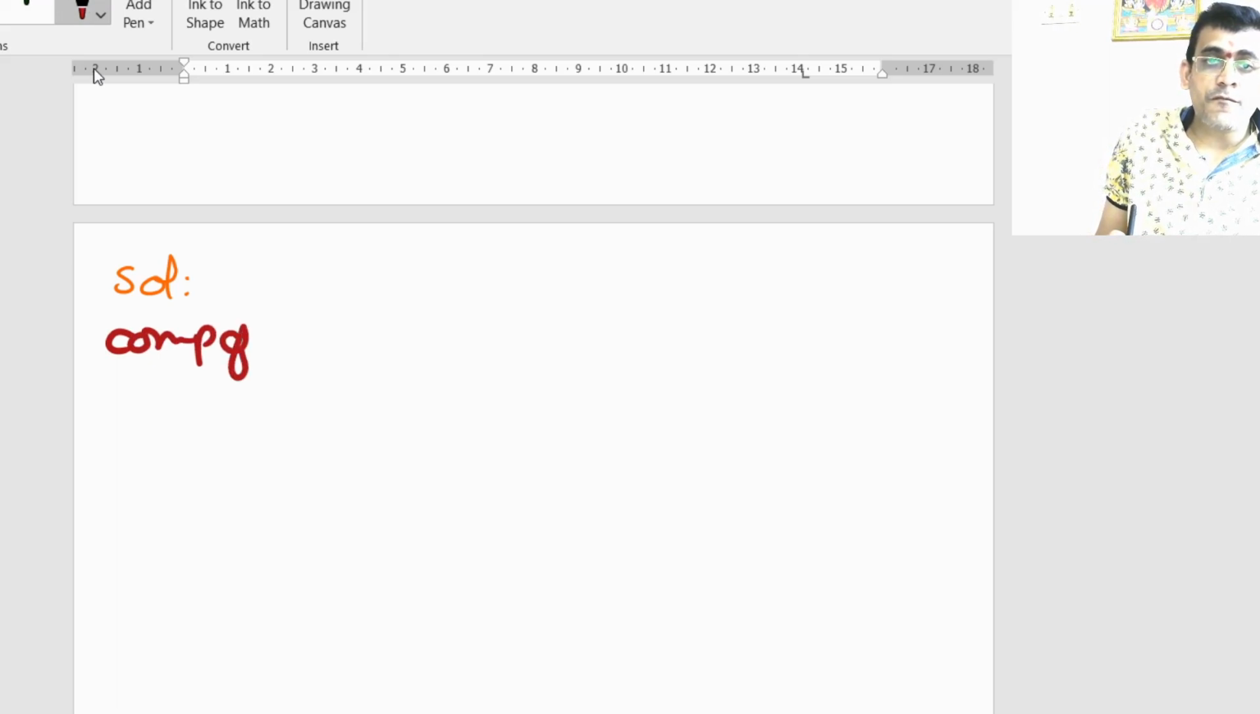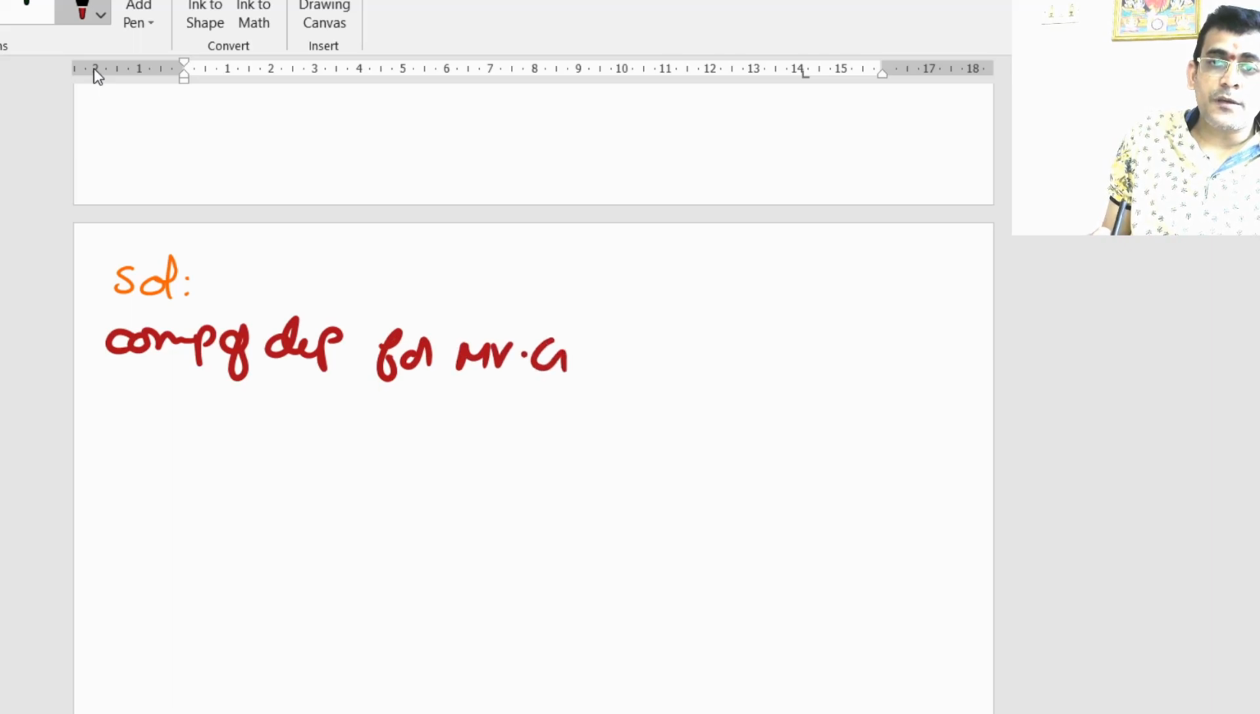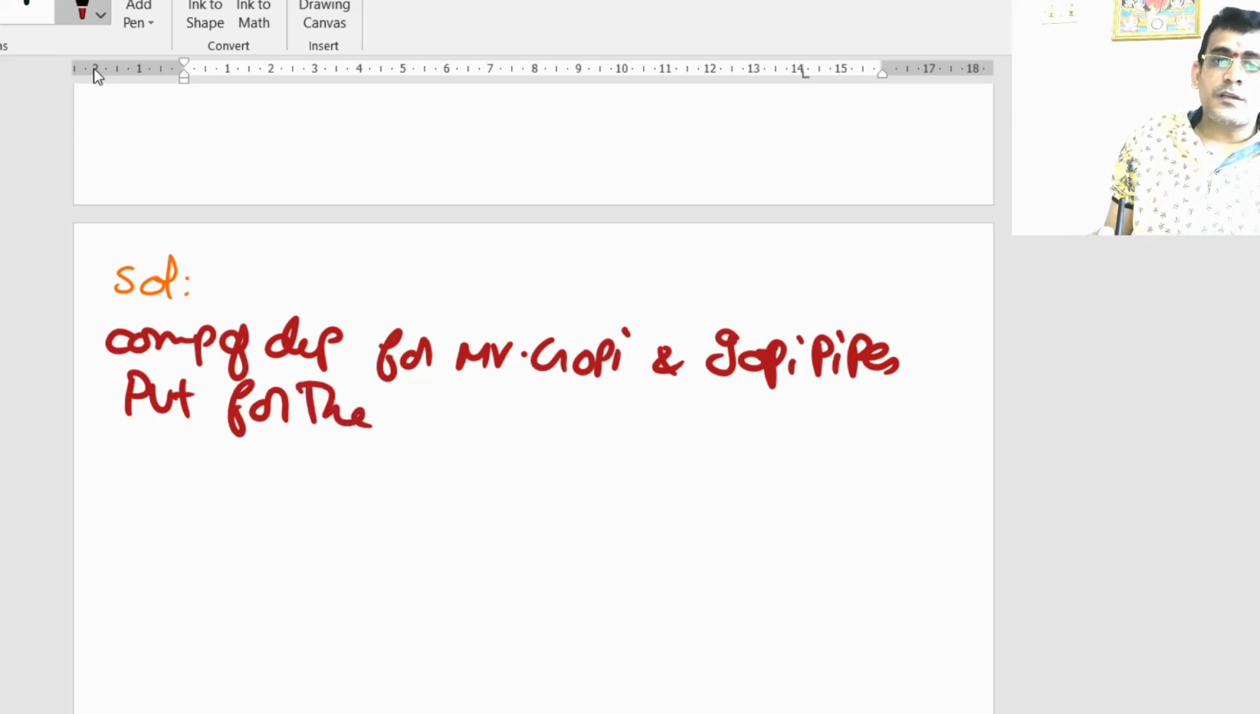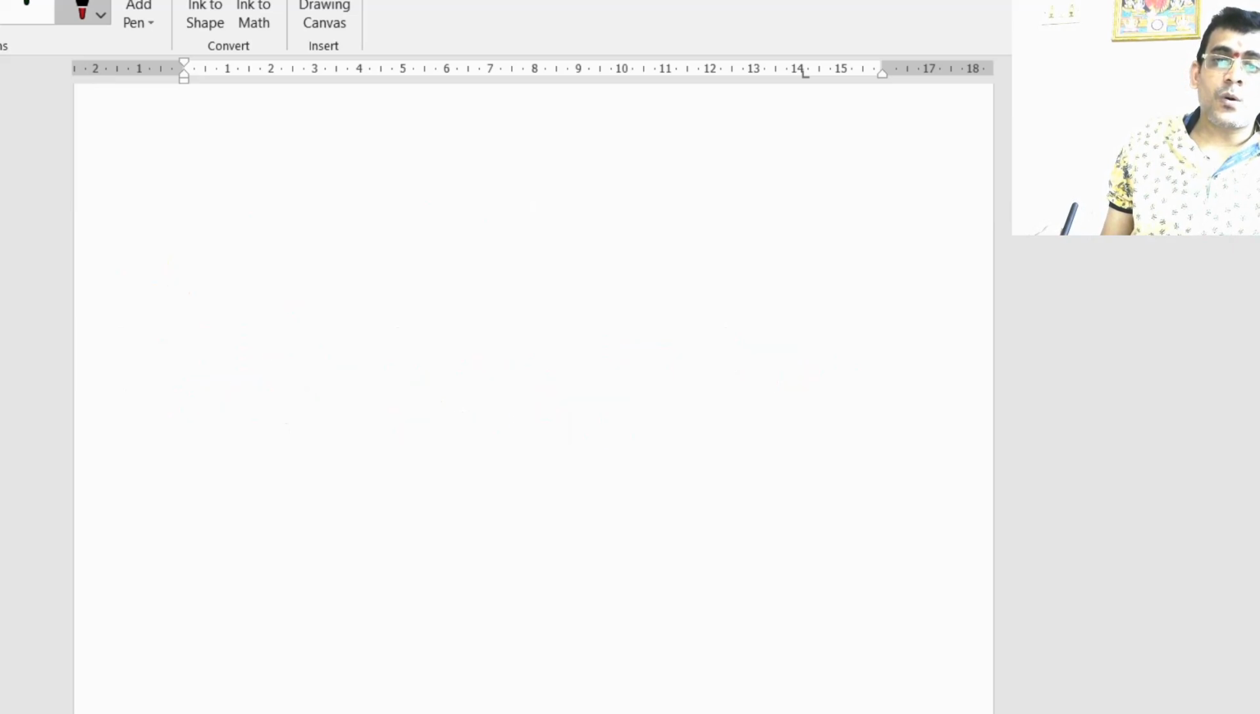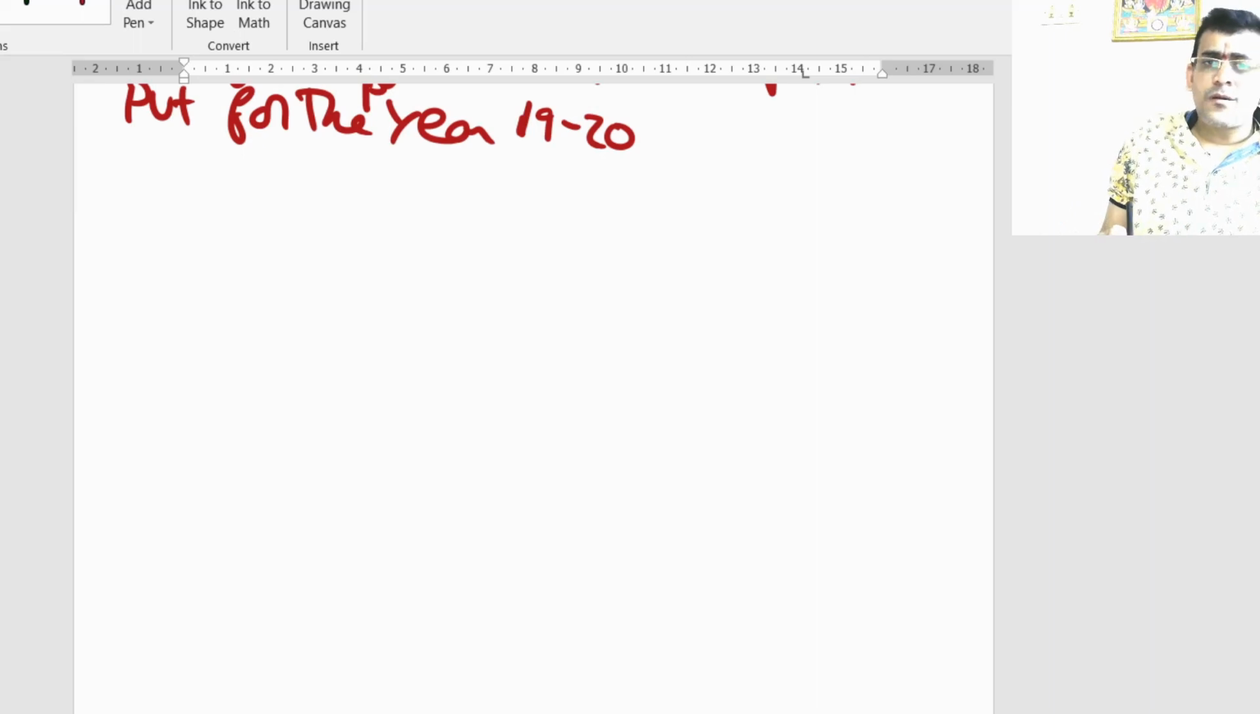Computation of depreciation for Mr. Gopi and Gopi Pipes Private Limited for the previous year 1920. So this is the heading of your table. Now let us see what are the columns which you should incorporate into your table. Now let us see what different types of asset you are having. So my first column heading will be something called as asset.